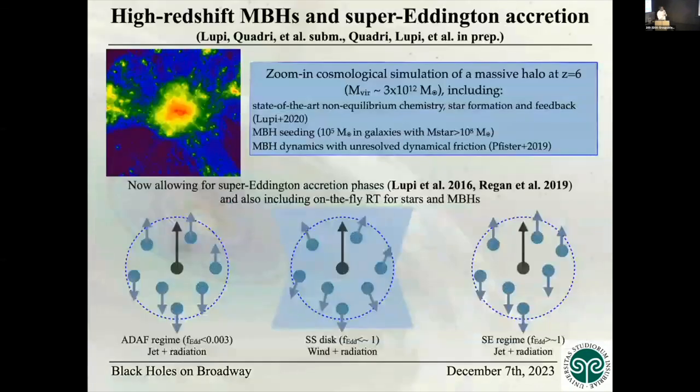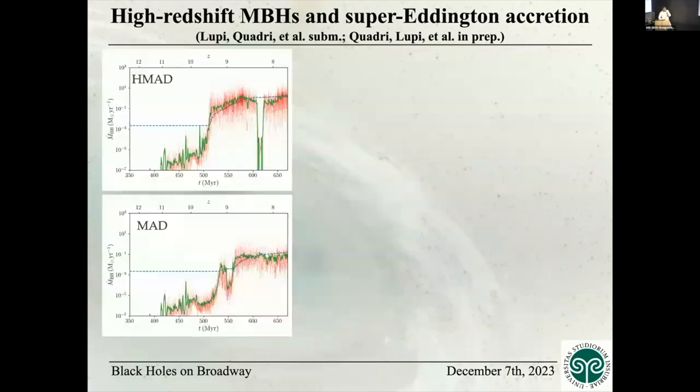What we did was to test what happens in a massive galaxy at redshift 6. This is a quasar progenitor. So we ran a zoom-in cosmological simulation. Here, the resolution is much lower. We cannot follow single stars. But we now included Super Eddington accretion, also accounting for the powerful jet outflow that develops during the Super Eddington phase. And we included 3 regimes, similar to what Doug showed. And this is what we got.